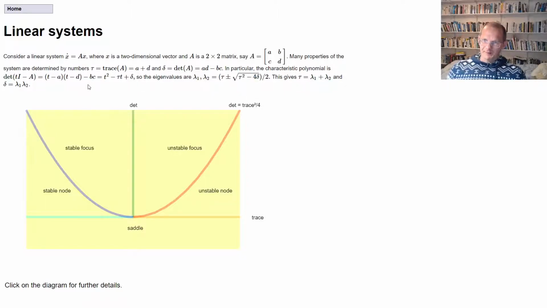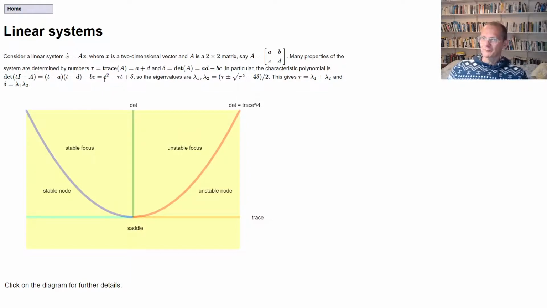You expand that out, you're going to get t squared as your quadratic term, and then the term in t is going to be, you get minus a t and minus d t, so it's minus a plus d times t, or in other words, minus tor t. And then the constant term just ends up being AD minus BC, which is delta. So our characteristic polynomial is t squared minus tor t plus delta.